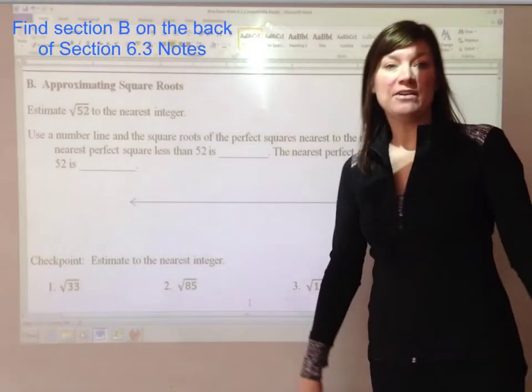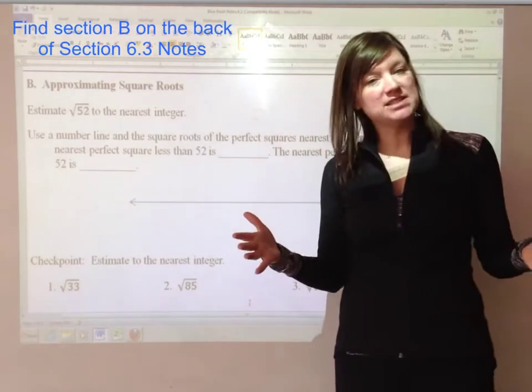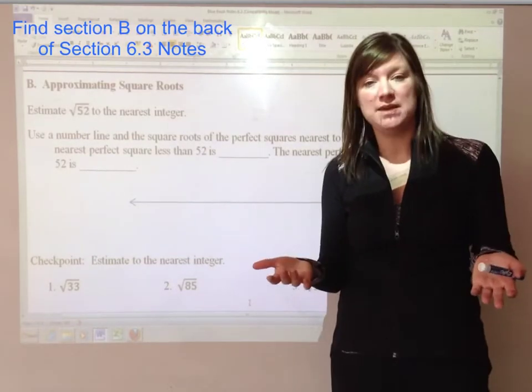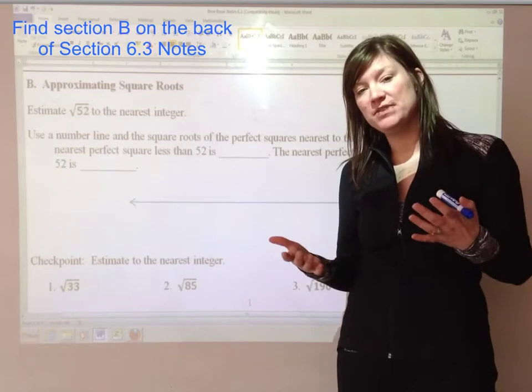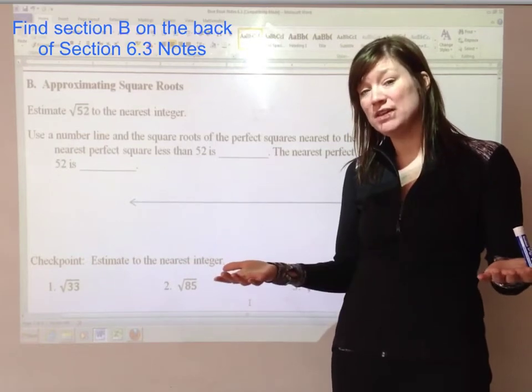Section 6.3 notes. This is on the back of the notes for Section 6.3. Follow along for Part B and Part C. All right, the second major topic. Our first one was classifying. Our second one is actually approximating square roots. So if it's not a perfect square, can I approximate what the answer would be?